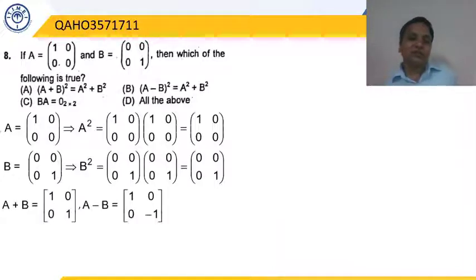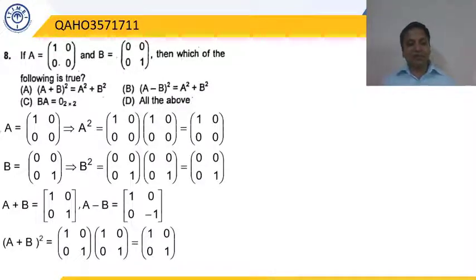Now, just to check our choices, we also try to find what A plus B is. A and B are given in the question. So A plus B is 1 0 0 1, that's the identity matrix, and A minus B is 1 0 0 minus 1, which can be written straight away. Now to check these choices, we have to do A plus B whole square, that is, multiply A plus B by A plus B, and then check whether it is equal to A square plus B square or not. So A plus B whole square: identity multiplied by identity gives us identity.